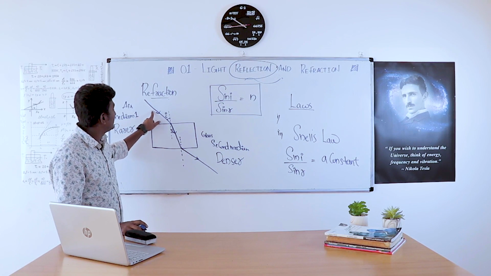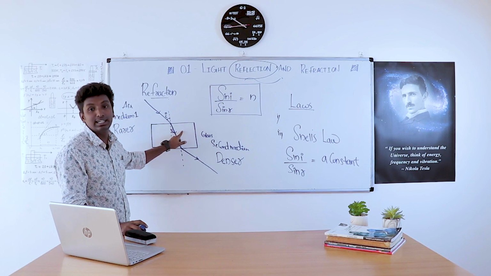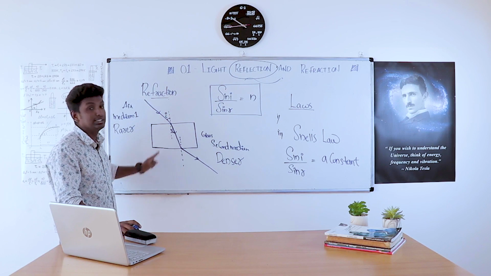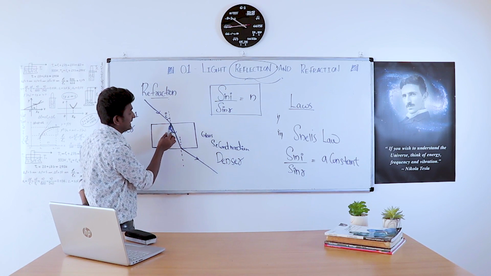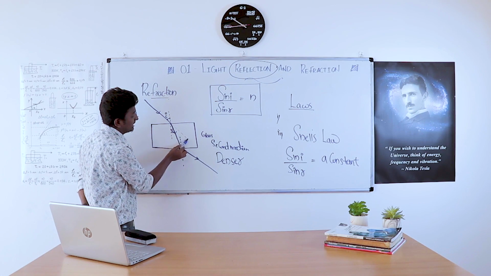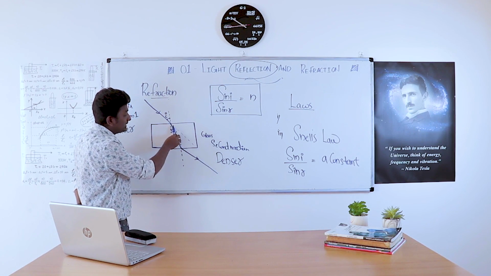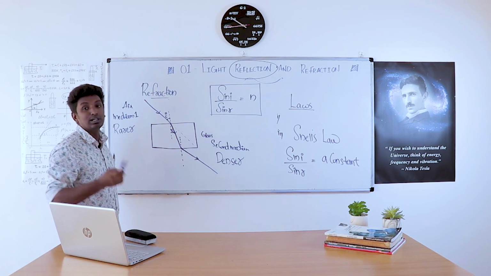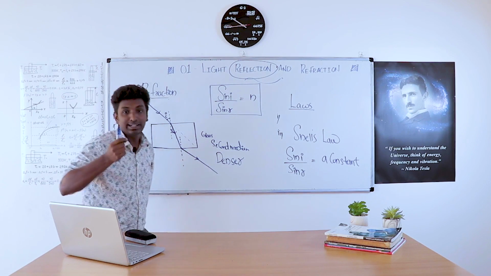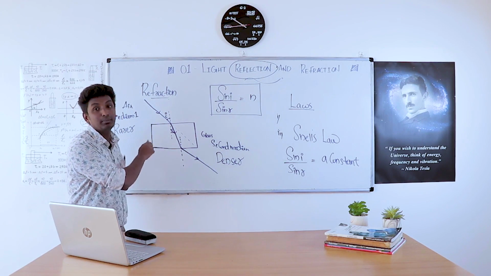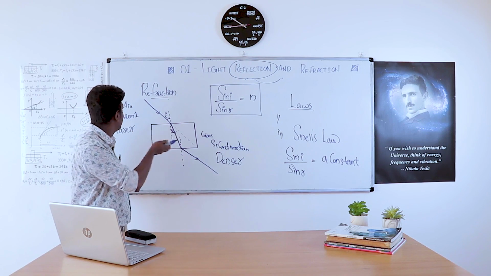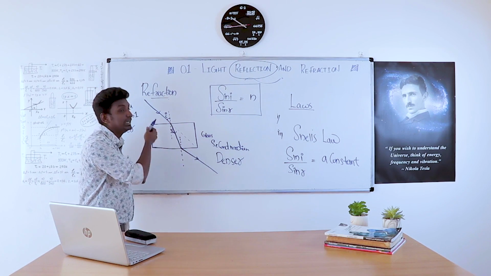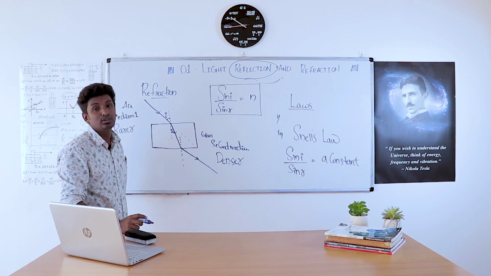So when light travels through air and enters the glass, that means the ray of light is traveling from a rarer medium to a denser medium. If it doesn't make any change, then the ray must go straight like this. But what happens? It bends nearer to the normal, that means it bends towards the normal. So as a general condition, when a ray of light travels from a rarer medium to a denser medium, it bends towards the normal.